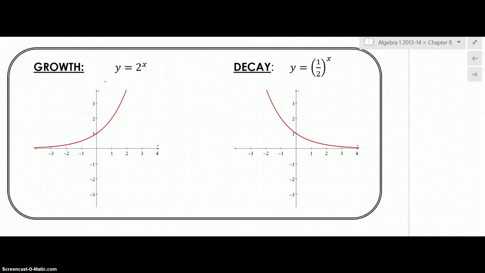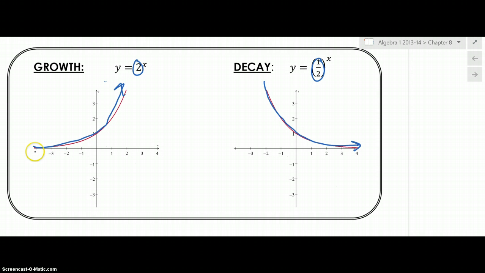But graphically, if you look at the growth function, as you read a book, we would read from left to right. So from left to right, if it goes up, then that's going to be growth. But if it goes down, that's going to be decay. So if you notice, this number is greater than 1, so that's growth. This number is less than 1, so that is decay.